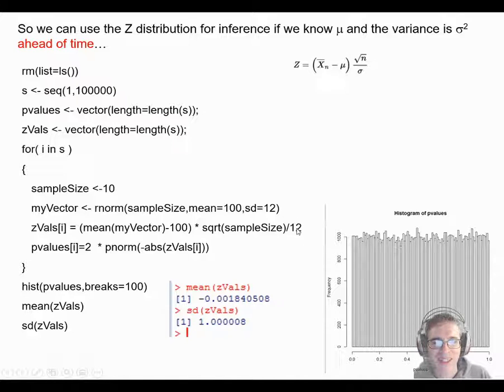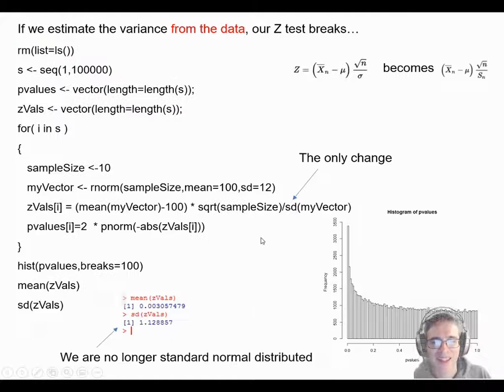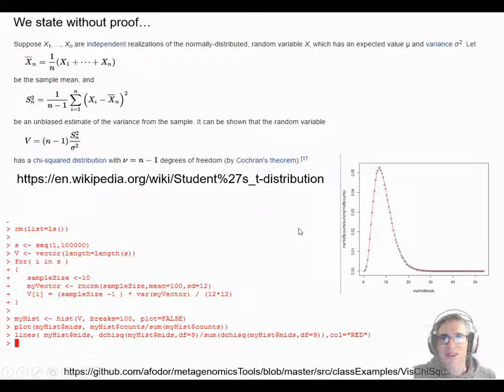If I know this number 12 ahead of time, I can use the normal distribution corrected for the sample size. If I'm estimating it from the data, I can't use the normal distribution. I have to use the t distribution in order for this to get fixed. If I just leave it as the normal distribution, the p-values are too small. So why does the t distribution work?